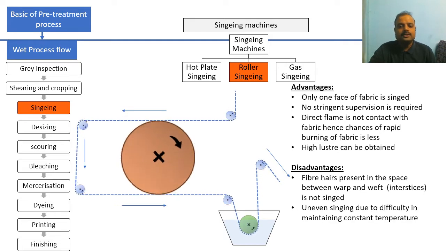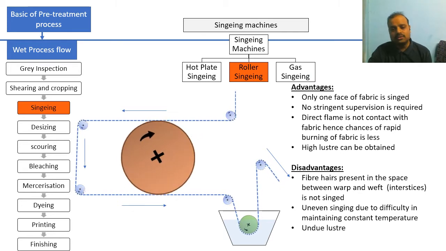Second, uneven singeing is the result of uncontrolled temperature of a roller. If the temperature of the roller cannot be maintained at a constant level, there would be uneven singeing. Third is undue luster. If someone wants the fabric not to be lustrous, this process inevitably provides you luster, and that could be a disadvantage.